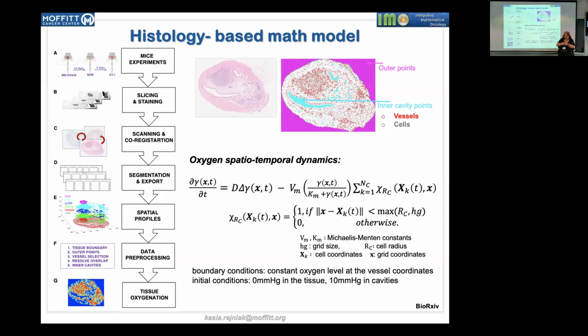We have a cell with a center and with a radius. So we have to make sure that in all the points in the domain that are inside the cells, the oxygen is absorbed. That's what we use those indicator functions for. If the point in the domain is within the radius of the cell, then we will use the Michaelis-Menten equation. If the point is far away from any cell, then it will be zero. So it's not the cells on the boundary.